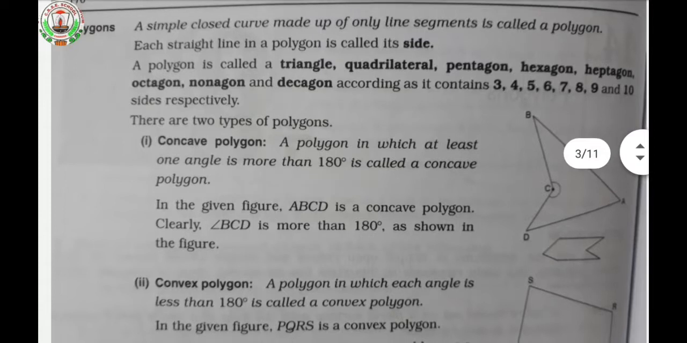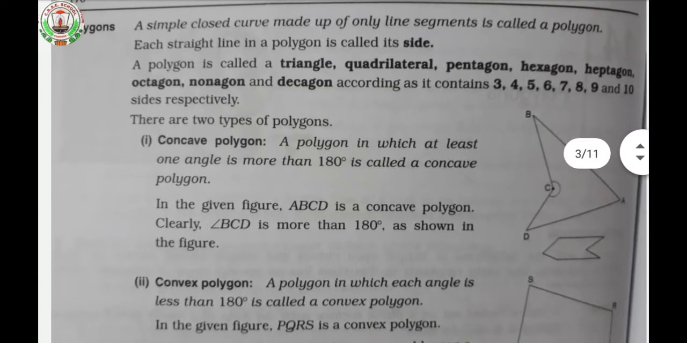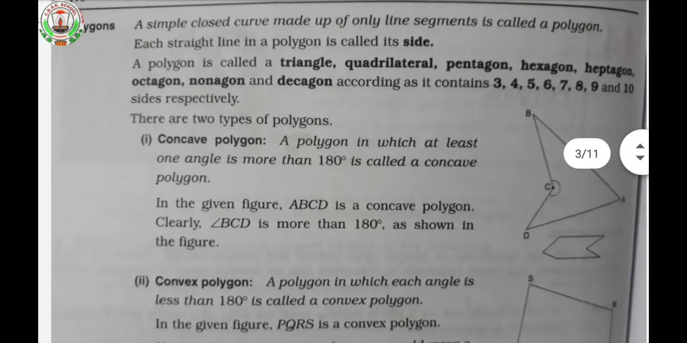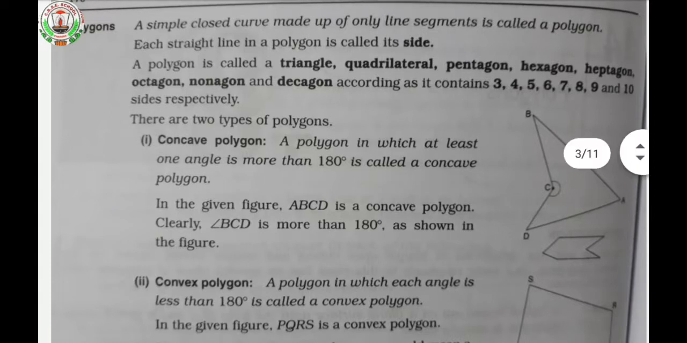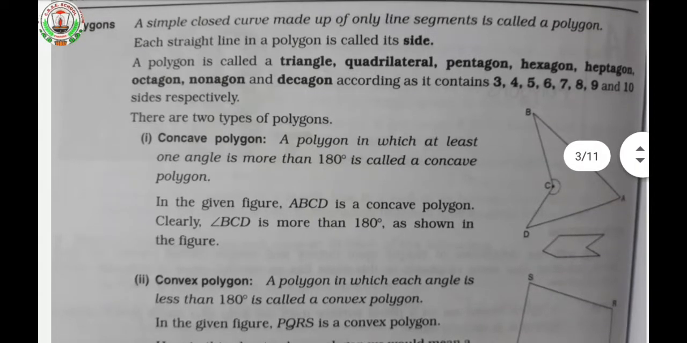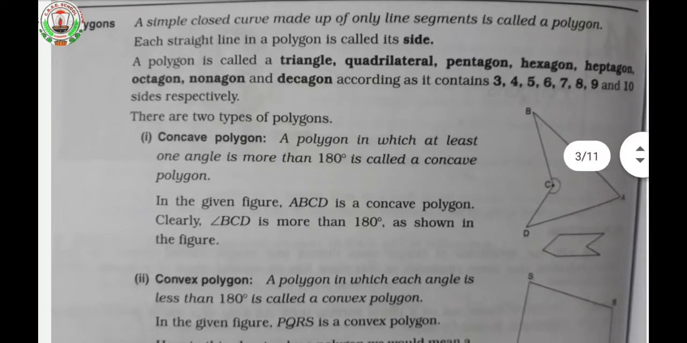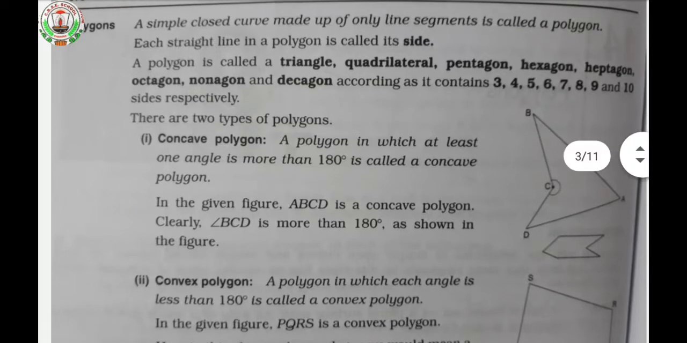So classification of polygons. Classification of polygons mainly depends on the number of sides. So it starts from the number of sides 3. So a 3-sided polygon is said to be a triangle. A 4-sided polygon is said to be a quadrilateral. A 5-sided polygon is said to be a pentagon. A 6-sided polygon is said to be a hexagon. A 7-sided polygon is said to be a heptagon. Then an 8-sided polygon is said to be an octagon. A 9-sided polygon is said to be a nonagon, and a 10-sided polygon is said to be a decagon. Then it will go to n number of sides.